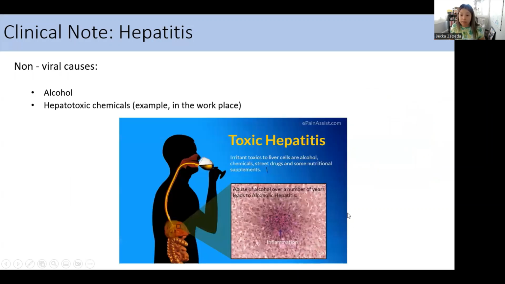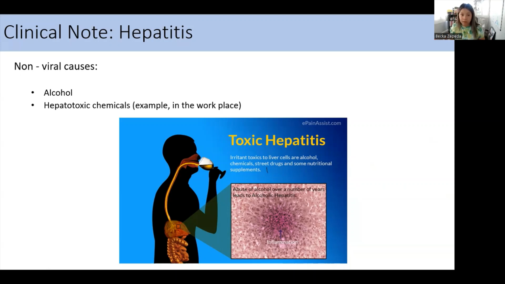Some non-viral causes of inflammation of the liver include alcohol. If you take excessive alcohol, you're overwhelming the liver, because the liver is there to detoxify. But if you're constantly giving it a toxic material, it's not going to be able to detoxify that blood fast enough. The alcohol is going to end up damaging the liver in the process and causing inflammation.